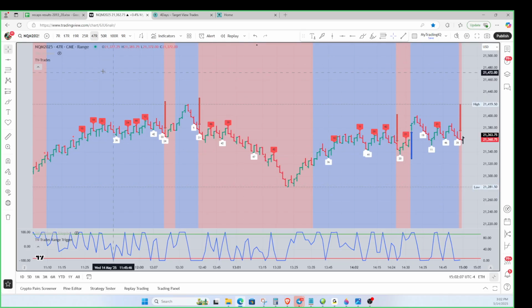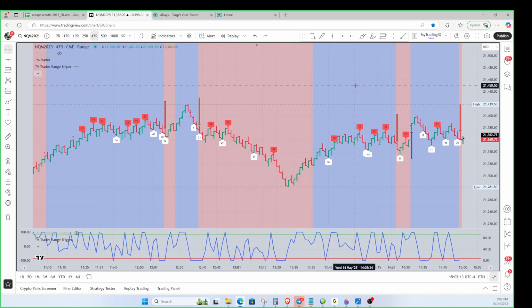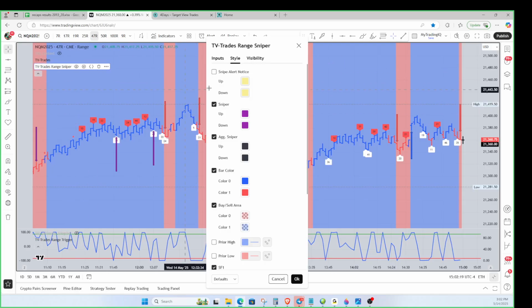There is actually something in the sniper. If I put the sniper on here, that does all that for you when it loads up. Okay. Now you can shut off all the other things on the sniper, so you're not confused by the bar colors and all that. The buy sell area is the same.